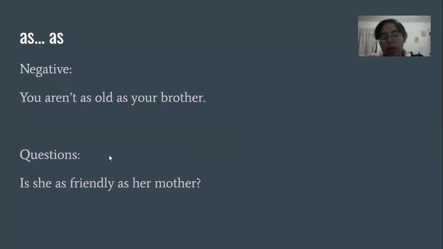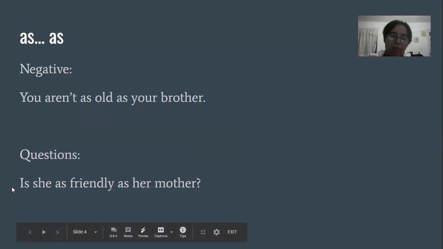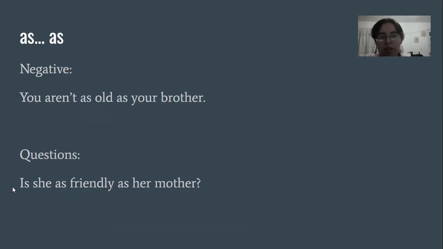And we can also have questions like, is she as friendly as her mother? Or we can add a WH word in the beginning and say, why is she as friendly as her mother? So we can see that this doesn't have to be just positive. It can also be negative or it could be questions. So affirmative, negative, questions, whichever one.